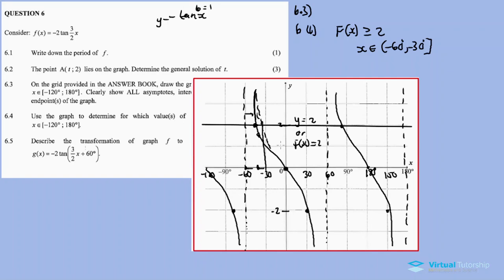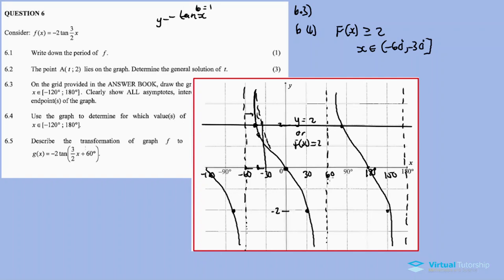I don't like these questions, especially where you draw a graph and then they ask you to find solutions from the graph you drew, because sometimes our graphs are not drawn as accurately as possible. Even the markers don't look for accuracy. As long as you get the shape correct, you get the marks, but it should lie between minus 60 and negative 30 degrees. Those are the x values that make our graph greater than or equal to 2.